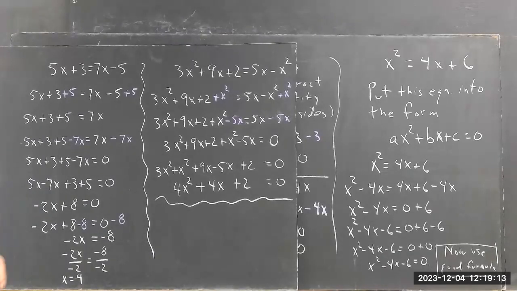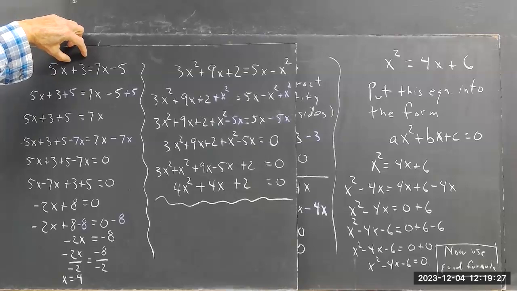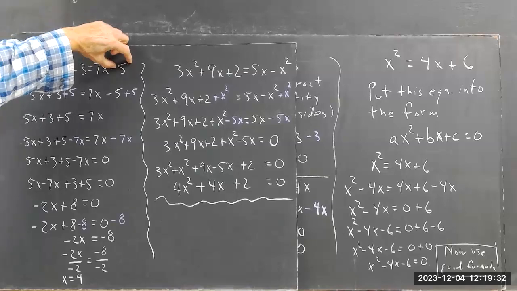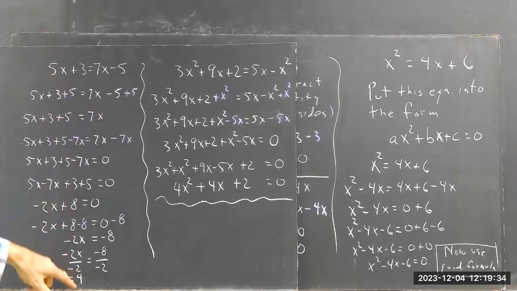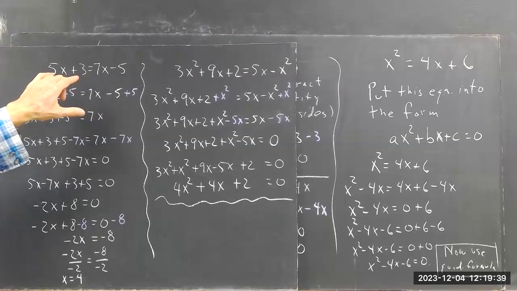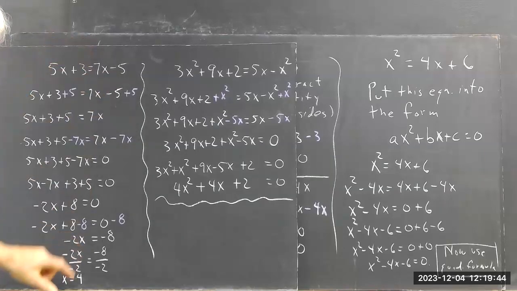Then, x equals 4. For the interest of time, there's one more thing I want to do before we're done, but I'm going to just point to this. If x equals 4, then 5x equals 20, and 20 plus 3 is 23. 7x equals 28, and 28 minus 5 is 23. So if we replace x by 4 here and here and do the arithmetic, we get 23 equals 23, and that confirms that x equals 4 is your solution.